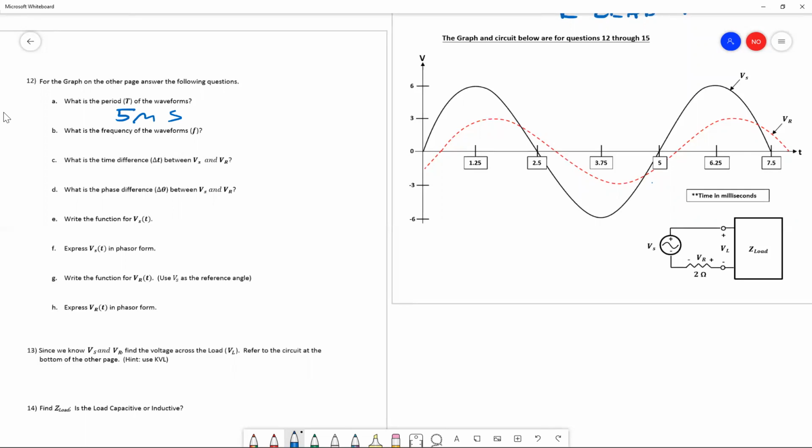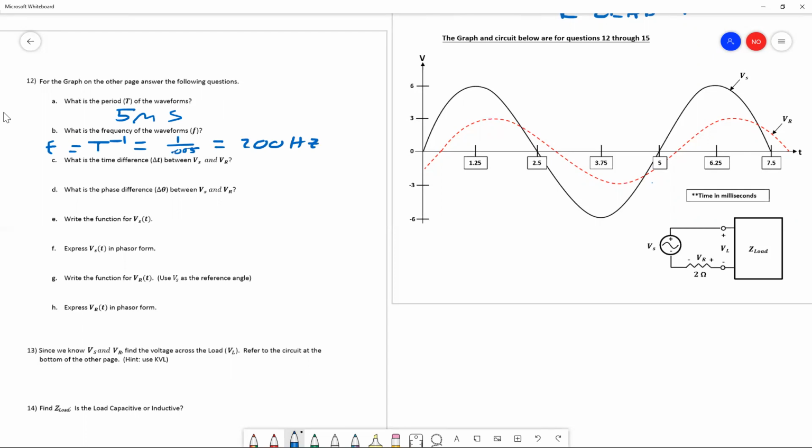So the next one, the frequency. From your equation sheet, you should know that frequency is 1 over the period. So that would make it 1 over 0.005, which is 200, and frequency is in hertz. So that's 200 hertz.